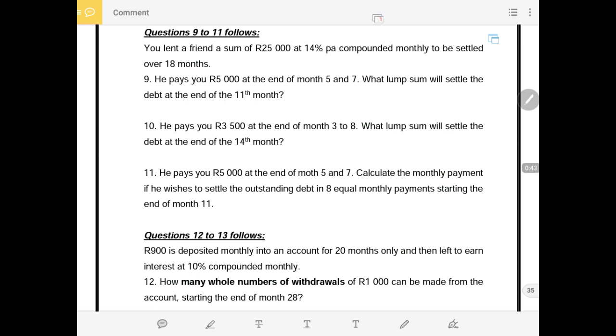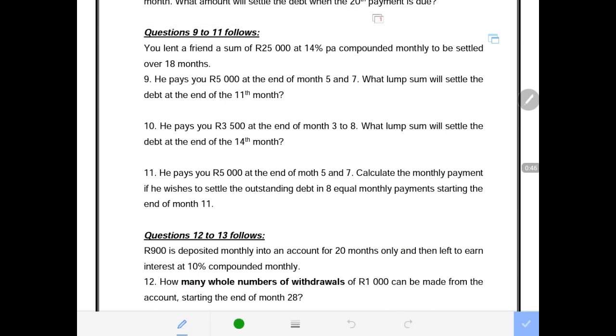Remember, we dealt previously again with the function of amount, where we were calculating a balance when a specific payment is due or before a specific payment is made. Now questions 9 to 11 says you lent a friend a sum of 25,000. So we lent a friend 25,000 at 14% per annum interest compounded monthly, which needs to be cycled over a period of 18 months. So that is the agreement.